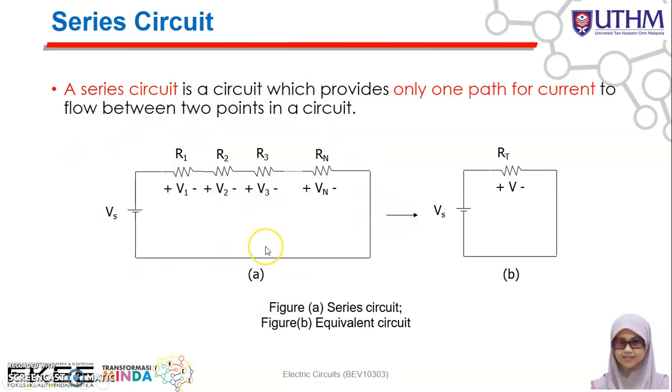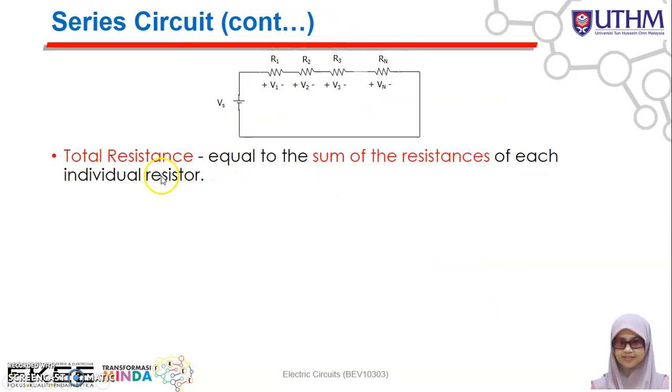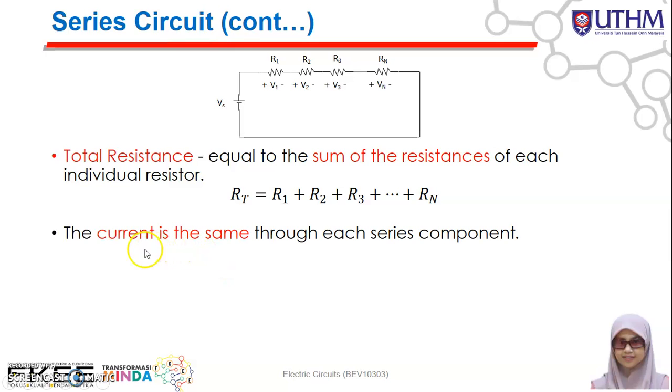Your series circuit can be drawn as an equivalent circuit like this, where RT is the equivalent resistance for R1, R2, R3 and so on. For the series circuit, the total resistance is equal to the sum of the resistance of each of the individual resistors. So your RT, the total resistance, is equal to R1 plus R2 plus R3 plus ... until Rn.